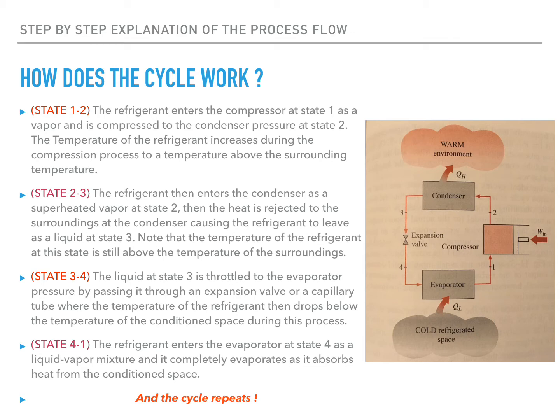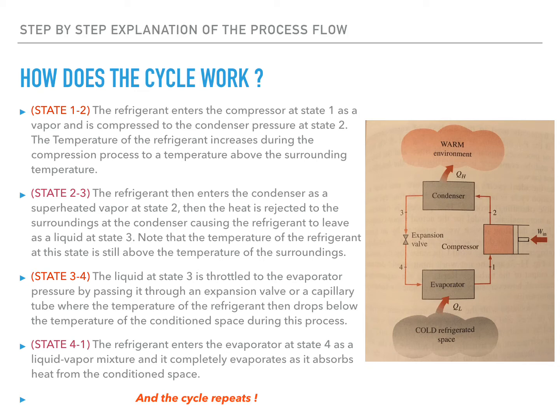As we go about the transition from state 1 to 2 across the compressor, the refrigerant enters the compressor at state 1 as a vapor, and it is compressed to the condenser pressure at state 2. As we compress the vapor, the temperature of the vapor increases because the compression process brings the molecules of the vapor together, causing them to collide more frequently with each other, in turn increasing their temperature.